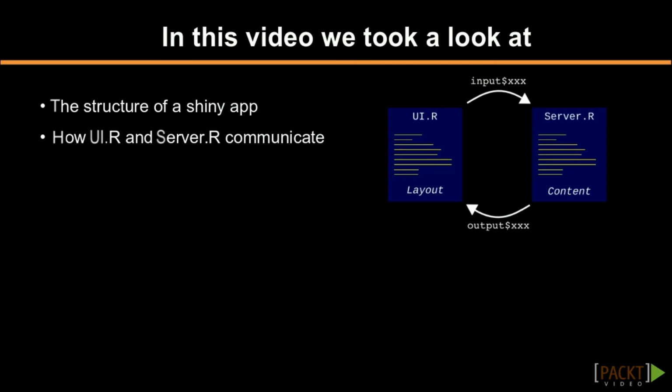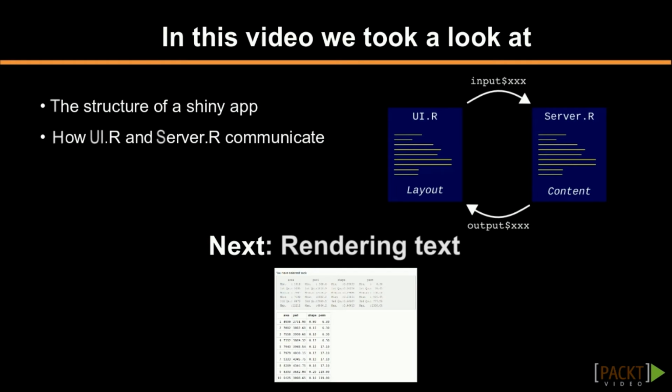In this video, we briefly saw how Shiny works. A file, ui.R, sets the web page layout, while a second file, server.R, computes the content. They communicate using two lists, input and output. We'll learn more about this process later when we study reactive programming in video 4. In the next section, we'll see how to generate textual content on a web page.